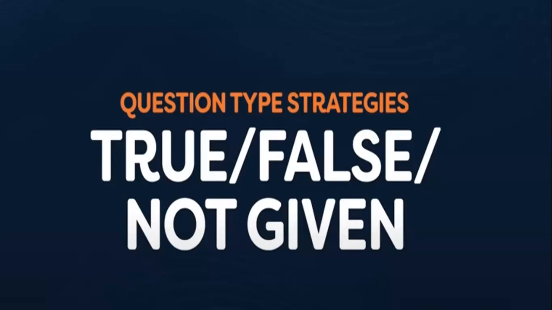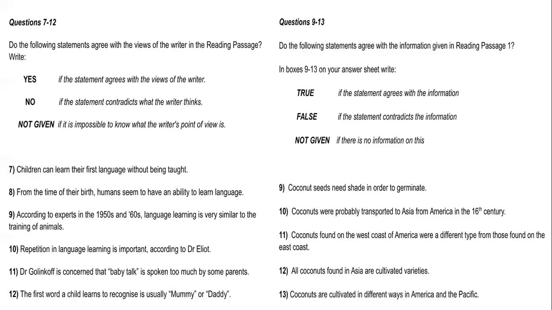Today I'm going to talk about the reading module and one of the difficult question types, which is true, false, not given, or you can say more or less yes, no, not given, and also more or less the same. So I'm going to talk about true, false, not given. First of all, we will know what we are actually going to follow, step by step.